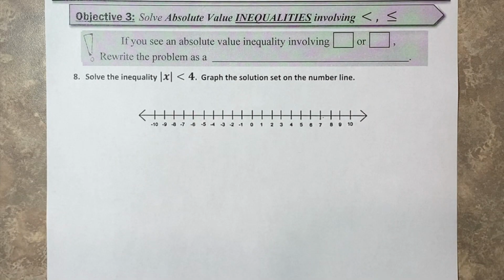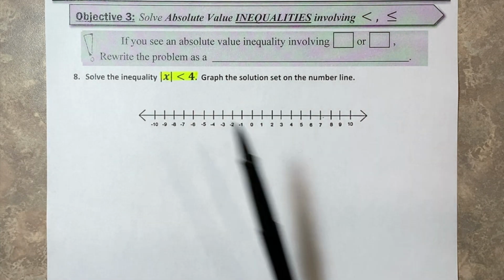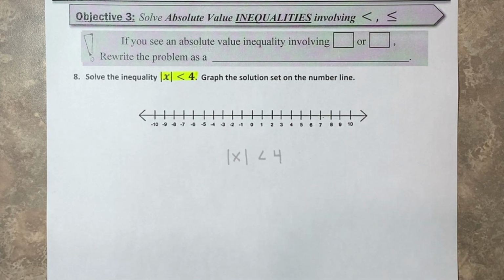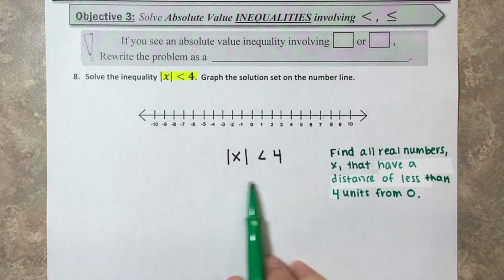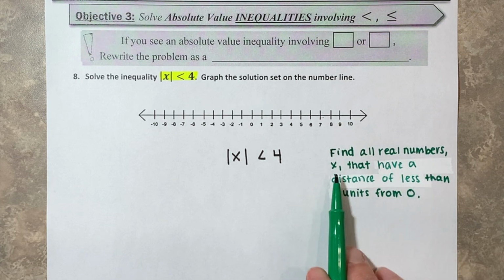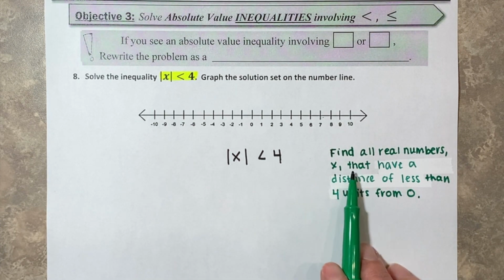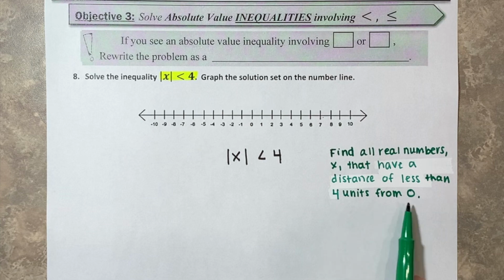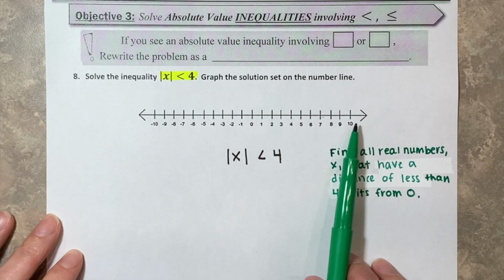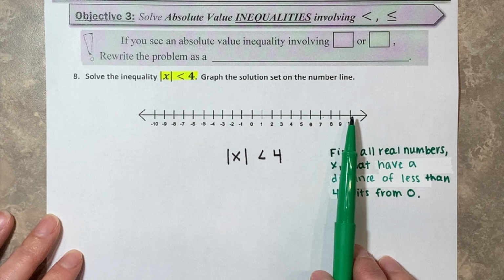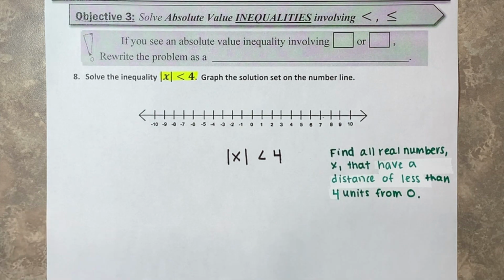So we're going to start with a very basic example. Let's suppose we were asked to solve the inequality, the absolute value of x is less than 4. Well, what does this actually mean? Remember, absolute value is the distance from 0. So this is saying the absolute value, or the distance from 0, must be less than 4. So this is asking us to find all real numbers, x in this case, that have a distance of less than 4 units from 0. So let's find the set of all numbers that have a distance of less than 4 units from 0.